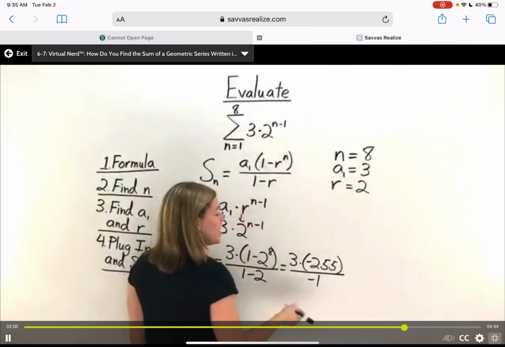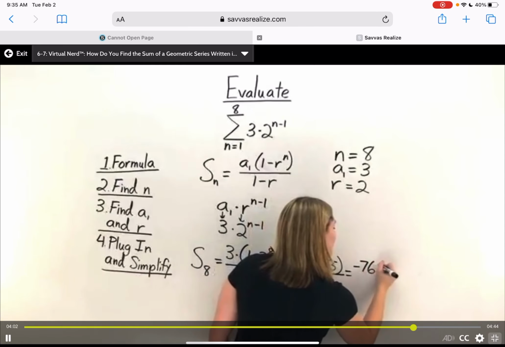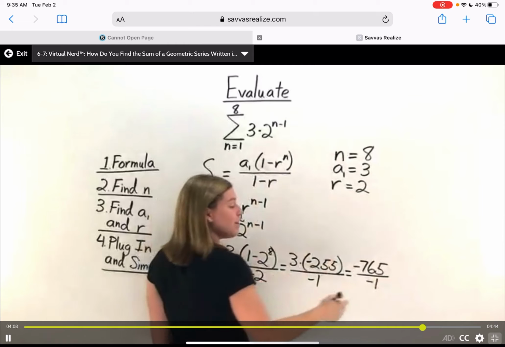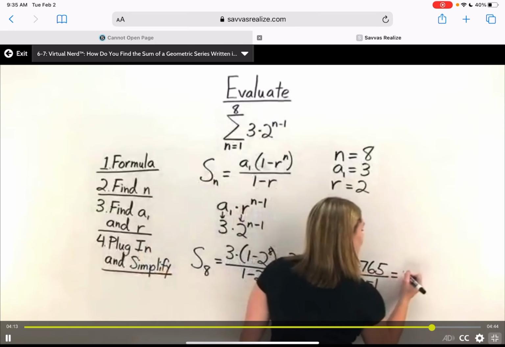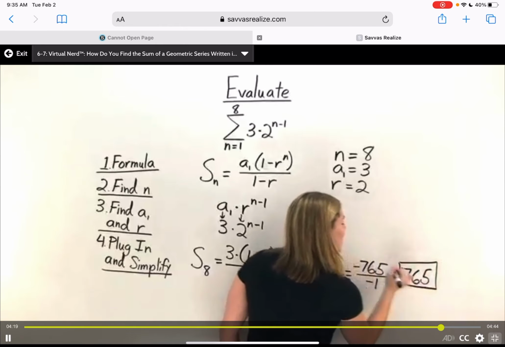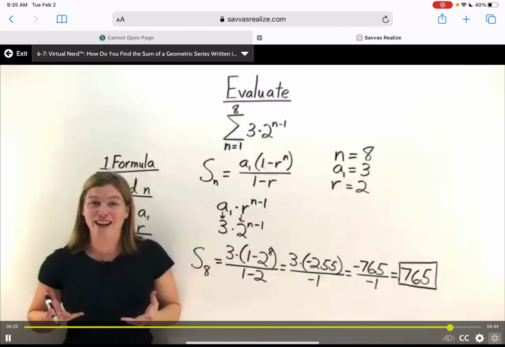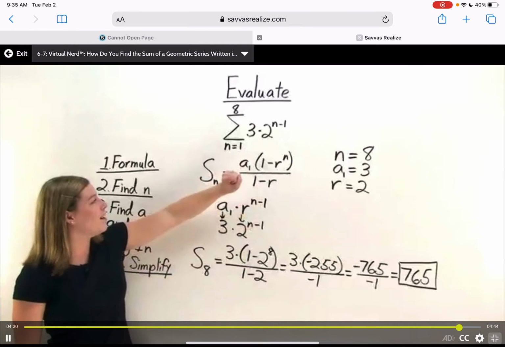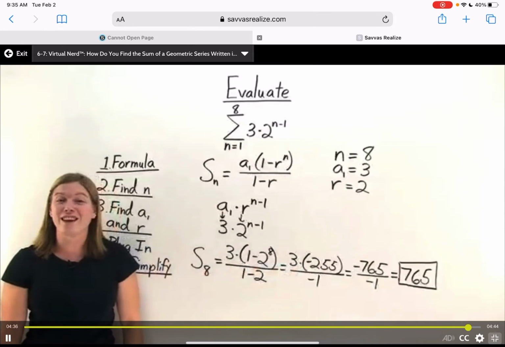Now in the numerator, we need to take 3 and multiply it by negative 255. That gives us negative 765. And that's still over negative 1. Now if we take a number and divide it by negative 1, all that does is change the sign of the number. So when we simplify this, we end up with a positive 765. This is the answer that we were looking for. So here we have now found this partial sum of the geometric series. We have found that the sum of the first 8 terms of this geometric series is equal to 765.